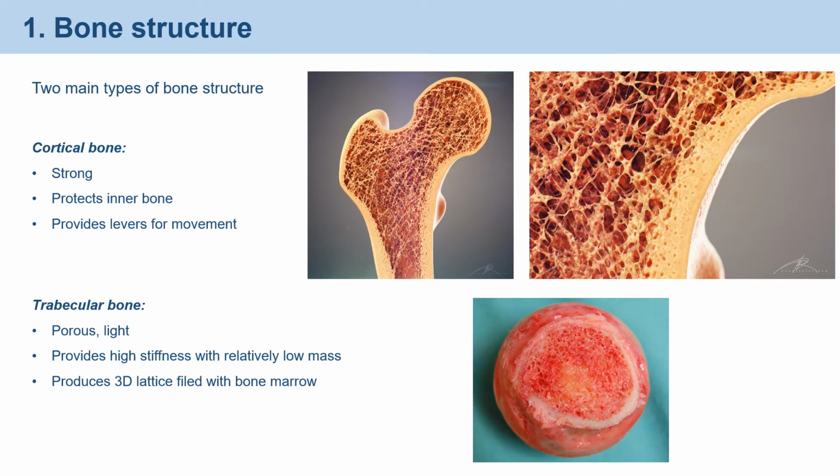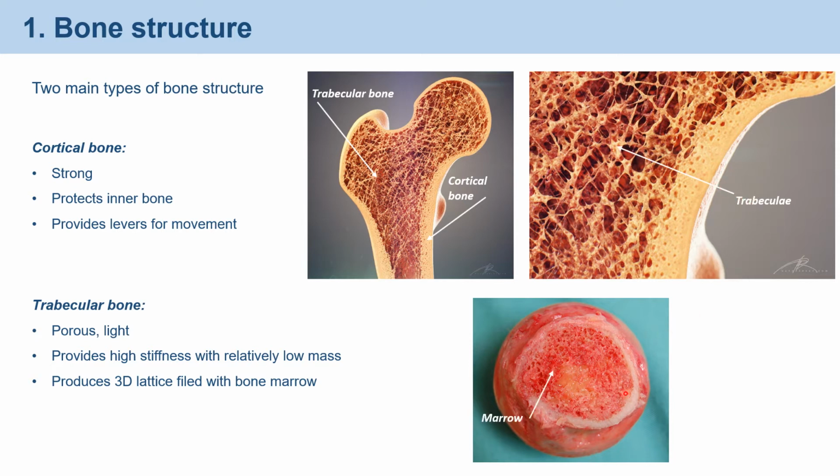And I would like to begin with a short overview of the bone structure. Bone consists of two main types of structure, which can be differentiated even by looking at this image of a femoral bone cut. The first type of bone structure is called cortical bone, which is strong. It protects the inner bone and also provides levers for movement and locomotion. Another type of bone structure is called trabecular bone, and as you can see on this image, it's porous, it's also light and provides high stiffness with relatively low mass. And the individual parts of trabecular bone are called trabeculae.